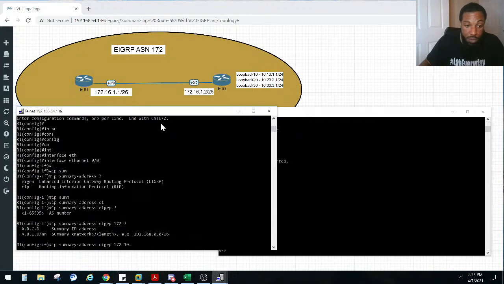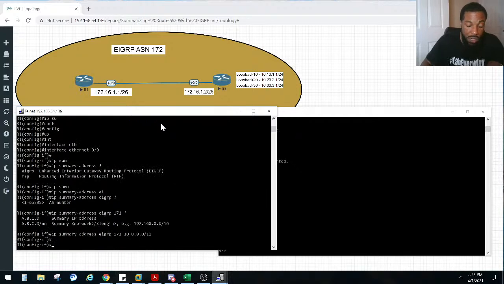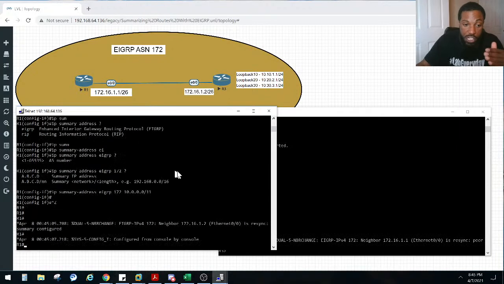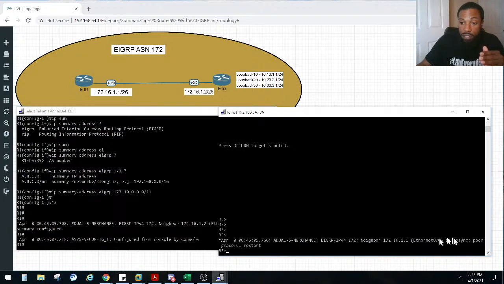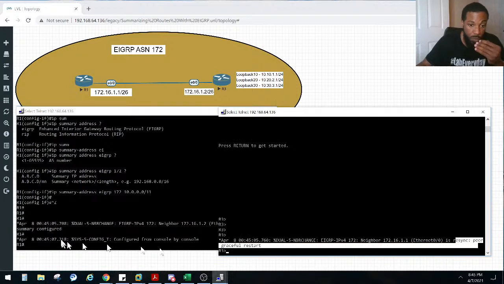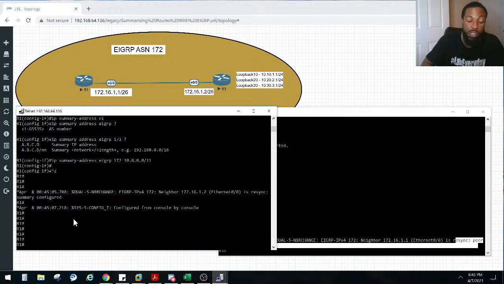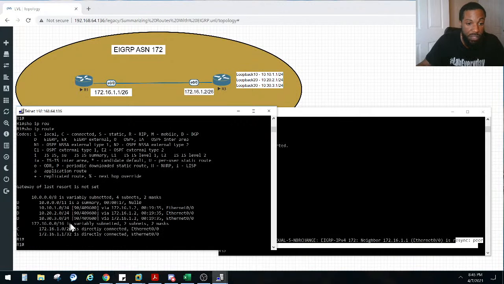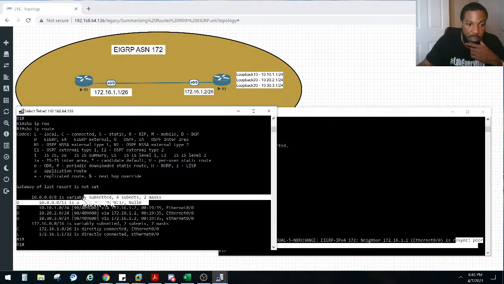So 10.0.0.0/11. That should give us our summary address. And now notice EIGRP bounced, right? Resync. So basically it went down, came back up, and it says here resync, peer graceful restart. We take a look at our routing table, show IP route, and we still got 3 routes there. That's not right. Oh, there it is right there. That's the summary address right there. I was like, wait a minute, what happened there?